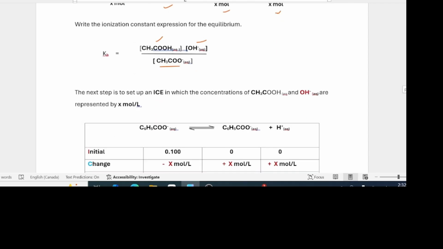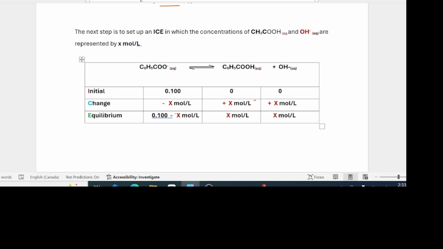We can now set up our ICE table. In this case, we do not know what these concentrations are. We want to find these. But initially we have 0 and 0. So we're assuming that in the end, you're going to get a certain unknown quantity that is represented by X and X. And these must have come from an equivalent concentration of the base reactant, which is X. So we remove X from that. So in the end, you're going to end up with 0.100 minus X moles per liter. You're going to have X moles per liter here and X moles per liter.